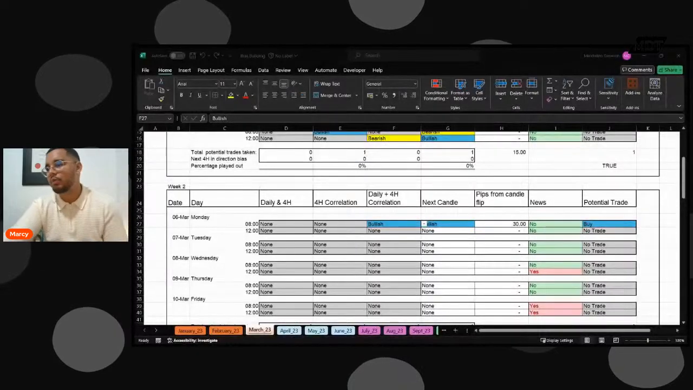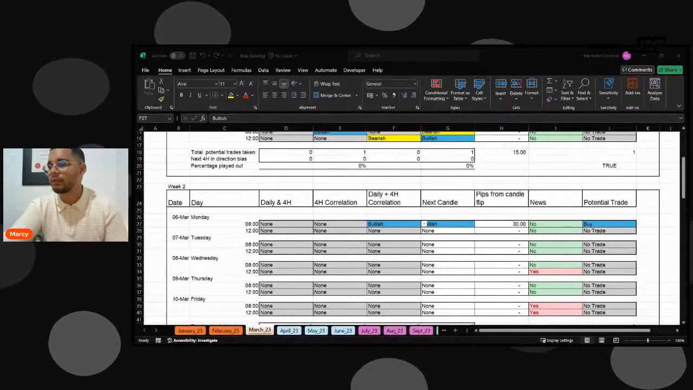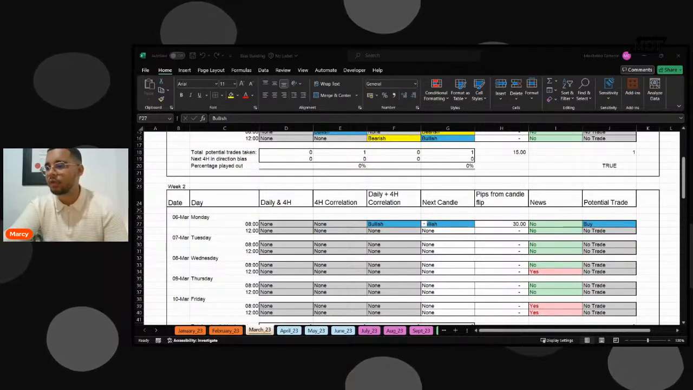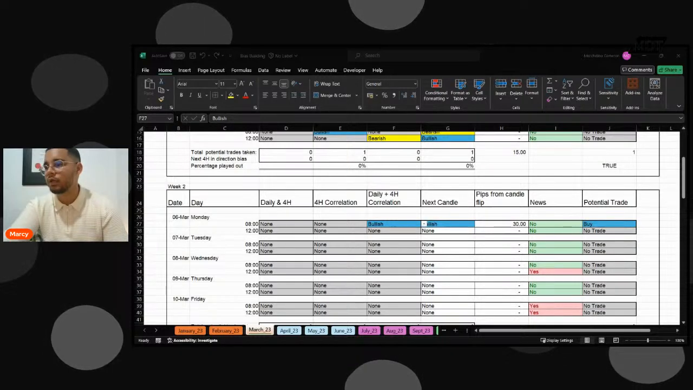We can already see that on the next session at 8 o'clock we have... wait, the daily was bullish, right? Or was the daily bearish? Daily was bullish. Yes, we traded Monday. The daily was bullish. Okay, that's perfect.